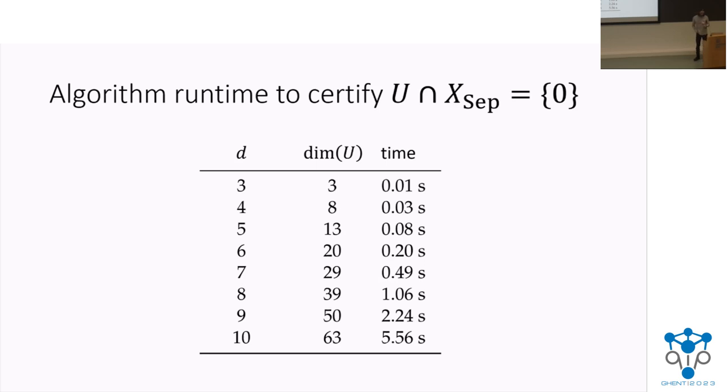So not only does this algorithm work extremely well on paper, we have this theorem, it also works very well in practice because it's just a linear system of equations. So for example, for local Hilbert space dimension 10, we can certify entanglement in a subspace of dimension 63 in less than 6 seconds on a standard computer. Here the maximum possible dimension would be 81, 9 squared, so we're not quite there.